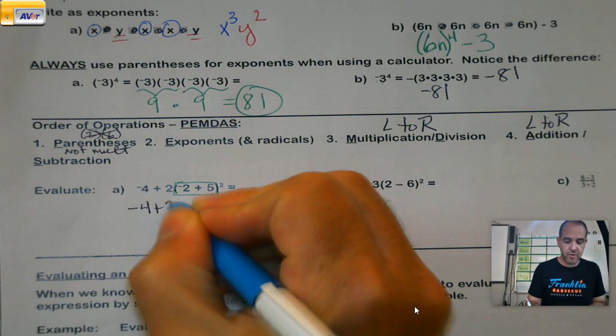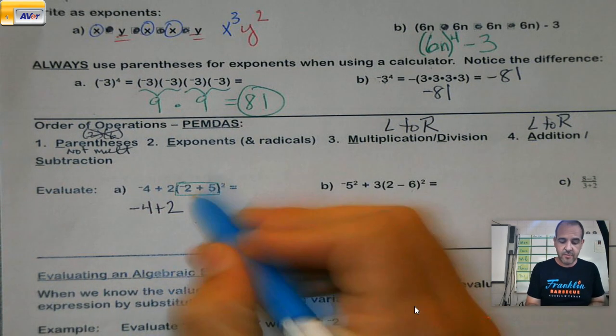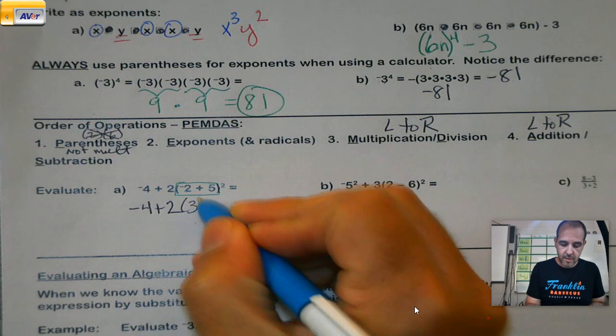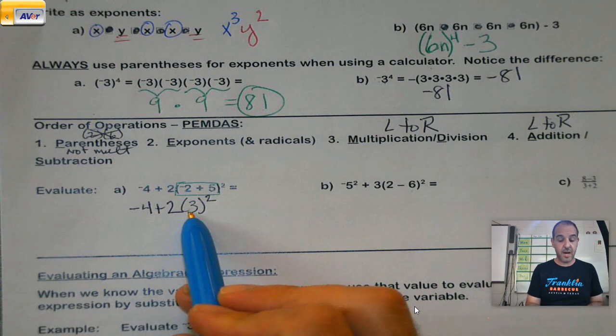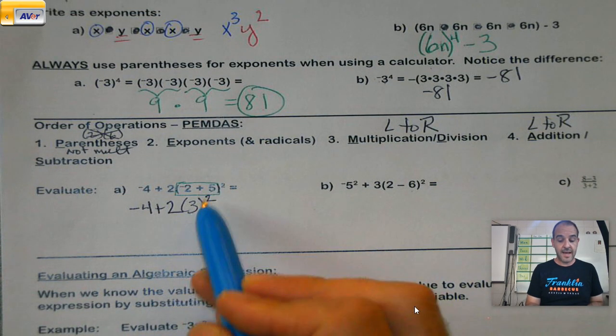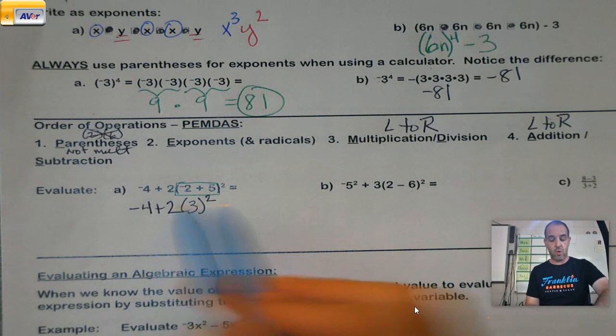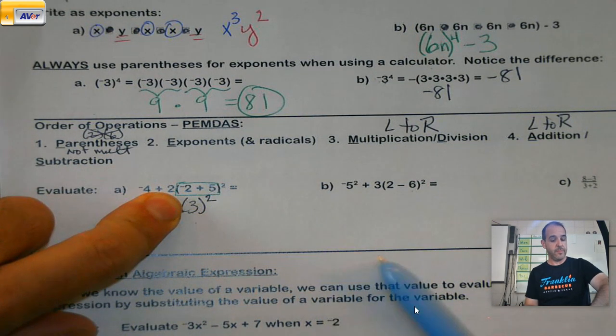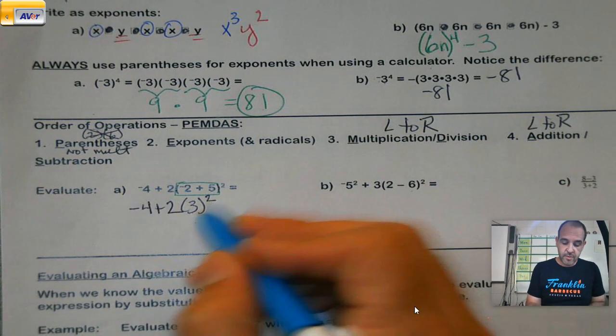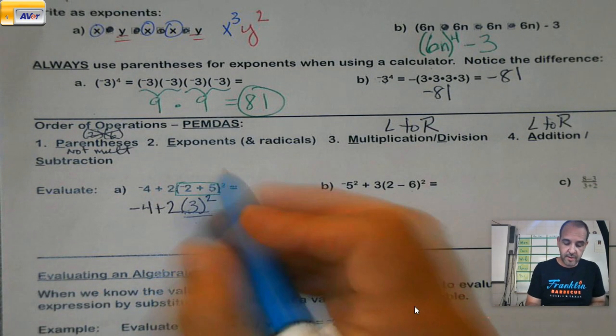-4 plus 2. Notice I'm not changing anything else. -2 plus 5 is 3 squared. And I'm like, okay, that's my only set of parentheses. Now it's exponents. Be careful. It's not 2 to the 2 times 3. It's only on what's in the parentheses, 3. That's why we always put them there. So this is next. 3 squared is 9.